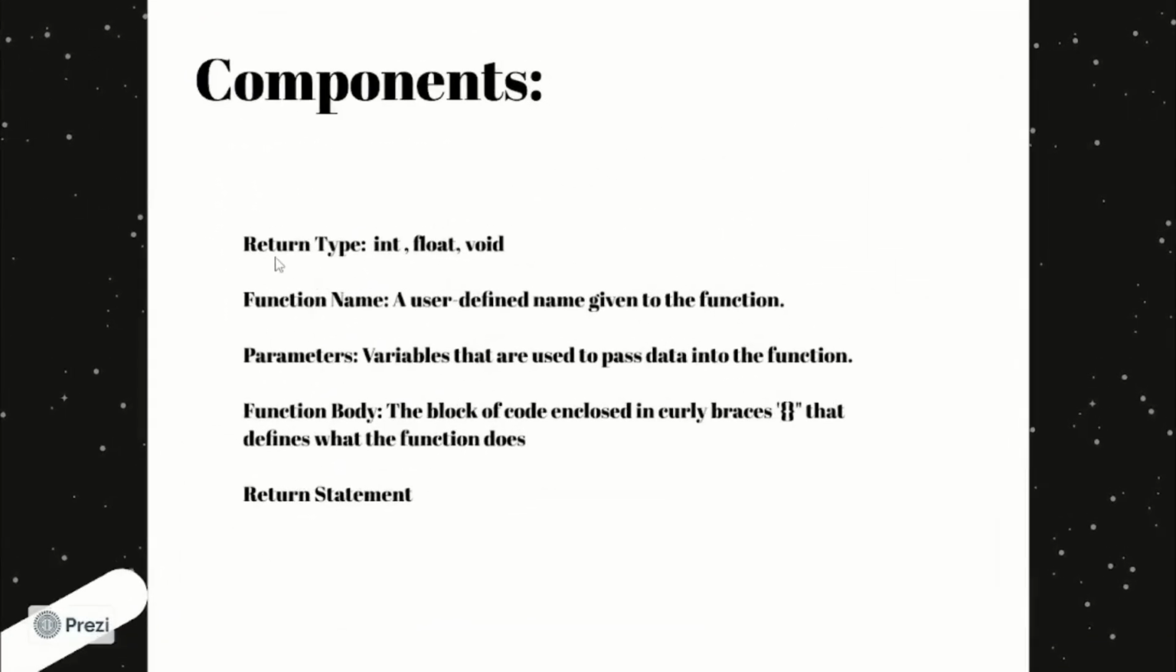First one is the return type. What does return type mean? If we generate an output, what data type it should be. That may be int or float, or maybe void also. Void means nothing. Our result may be an integer, or it may be a float value also.